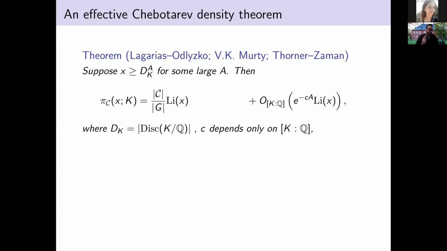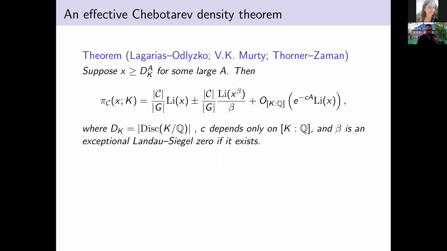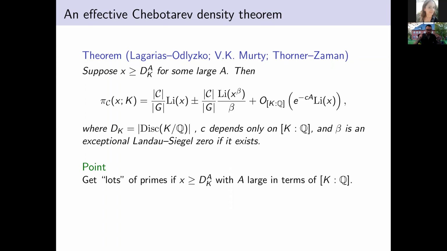And in this one instance, I also need to add in another term, just allowing for the possibility that there is what's called an exceptional Landau-Siegel zero, where beta equals 0 in this problem. This is not going to make an appearance on any other slide. It's not going to be the main issue for most of the theorems I'm going to be considering. Instead, what really is the key point is that this theorem is fantastic, and it tells us that we get lots of primes as soon as we're looking at an x that's bigger than the discriminant to some large power.